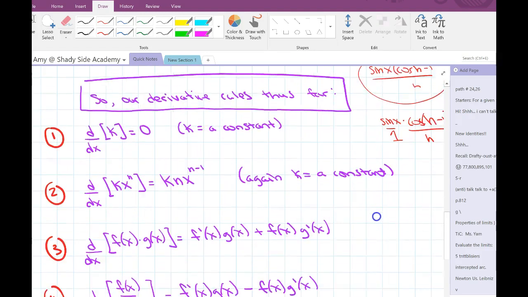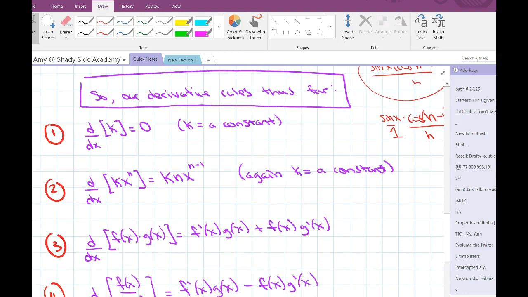I went down here in purple, and I kind of organized our derivative rules. But look at my notation. Not only is it more succinct to organize your derivative rules this way, because it avoids you having to write something like, if f of x equals k, then f prime of x equals 0. Here you have the statement just in one line: the derivative with respect to x of some constant is 0.